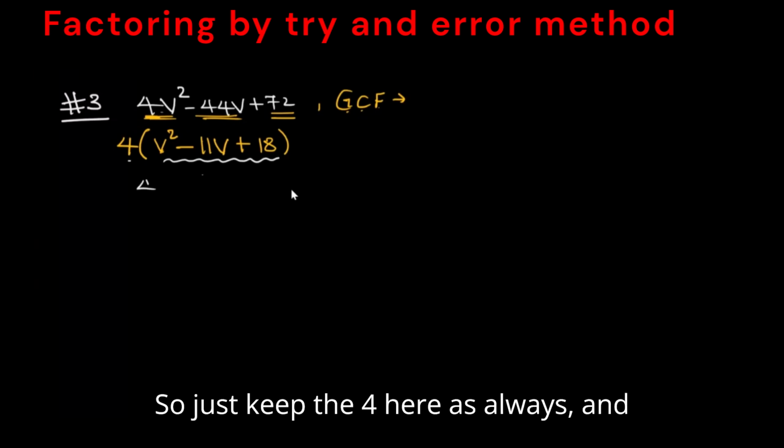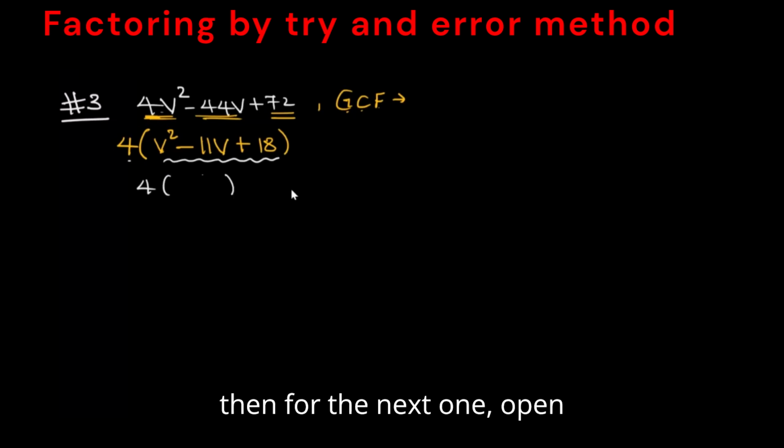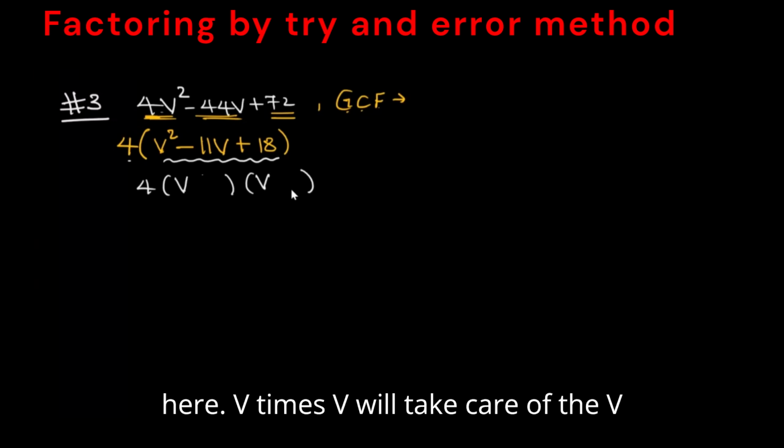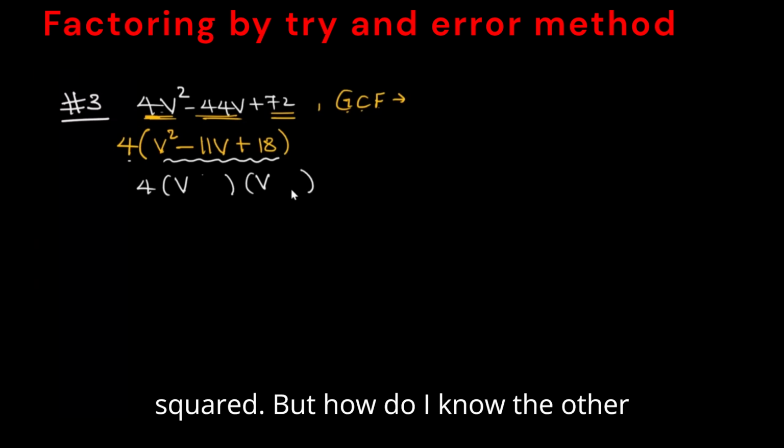So just keep the 4 here as always, and then for the next one, open two brackets. So that's going to be v is here, another v is here. V times v will take care of the v square. But how do I know the other numbers?